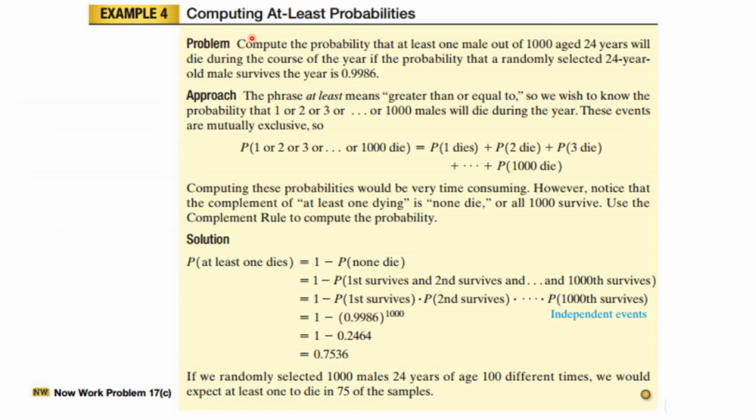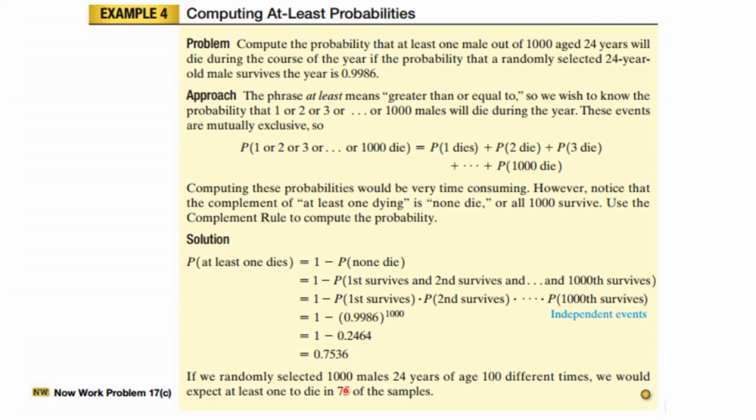We can also use independence in computing "at least" probabilities. Here we're computing the probability that at least 1 male out of 1,000 will die. So the probability that at least 1 male will die is 1 minus the probability that none die. Now, this is 1,000, so we're raising 0.9986 to 1,000. We're multiplying a number less than 1 times itself 1,000 times, so we get a number very much less than 1, and we're multiplying them because they're independent. So 1 minus this probability is 0.75.